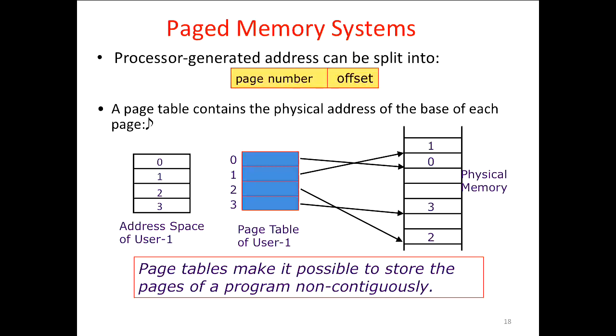It also makes it easier if a job needs to grow its memory space. You can easily extend its virtual address space and then just find more pages to map the extra memory into. So the big advantage of this scheme is you get rid of that external fragmentation, and you have this very flexible allocation.